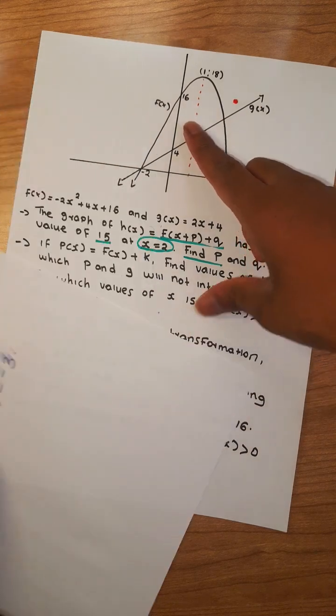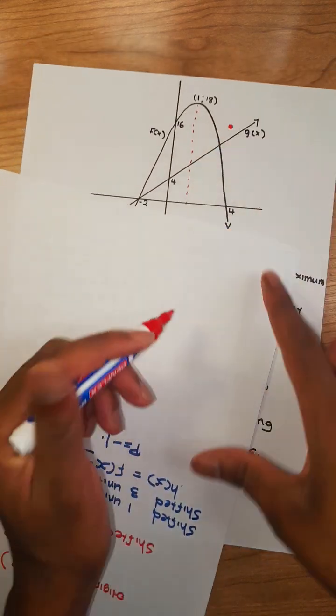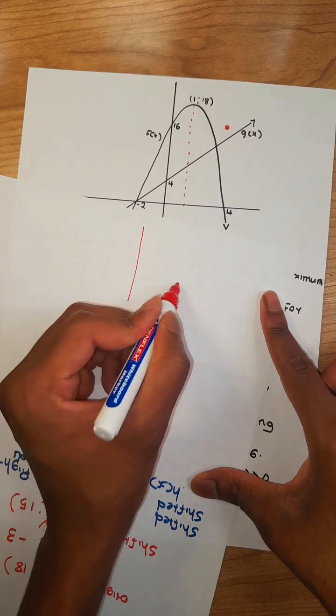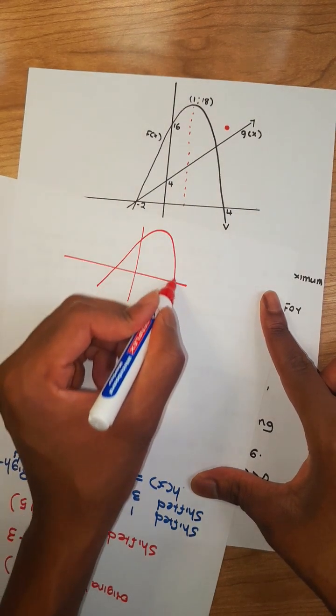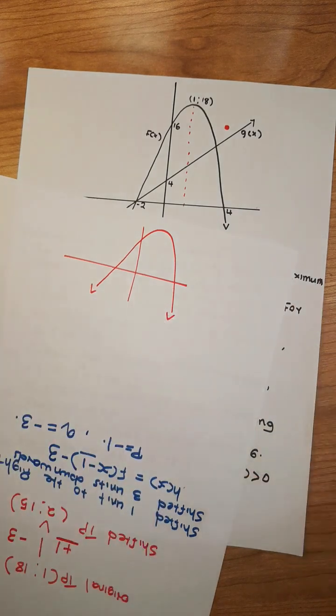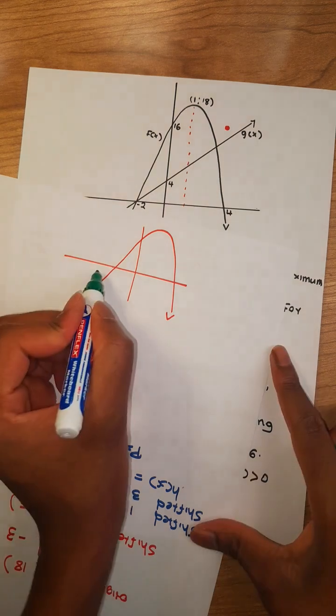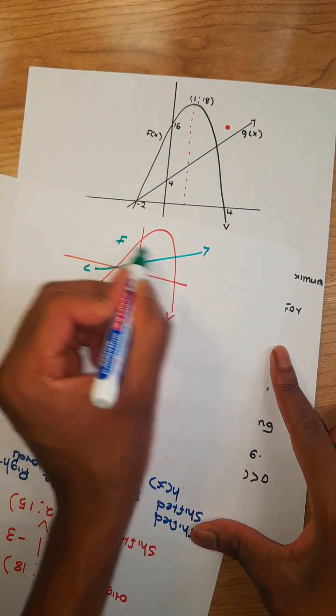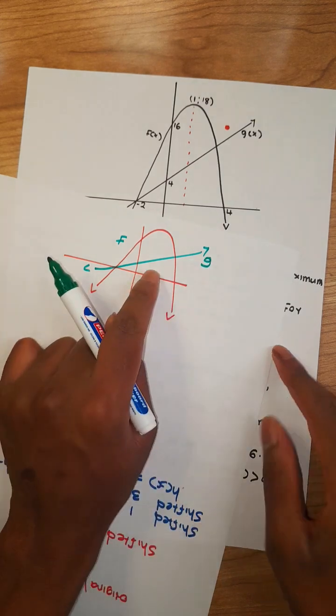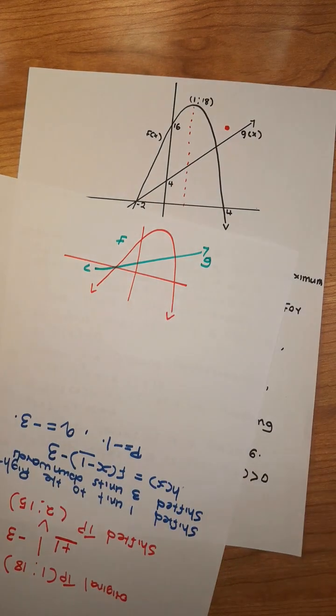This graph, let me just say we're having these wonderful graphs, right? So it is something like this. It is going to be something like this. And then we are also going to have some sort of a straight line, which is going to be something like this. So this is f and this is g. We want them to not intersect.